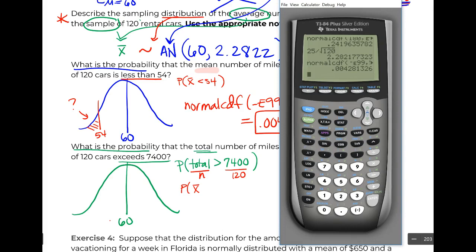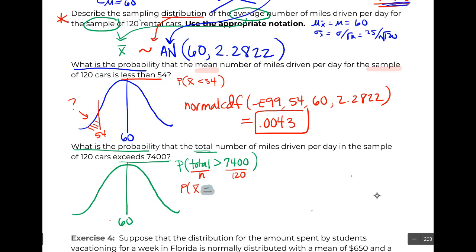So all I need to do is figure out what the heck 7400 divided by 120 is. Because if we exceeded 7,400, that means the average car did more than 61.6667 miles. Oops, I need a greater than. 61.6667. I'm going to keep my 4 decimals just because I don't want my z-score to be off, or my normal CDF to give me a value that's not correct. So now I have a cutoff for a value that makes sense to draw on this curve. 61.667. That makes sense. Exceeds is still over here.